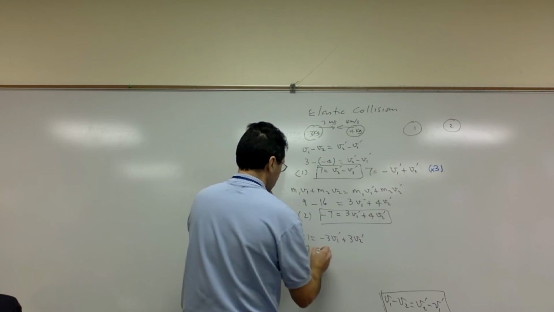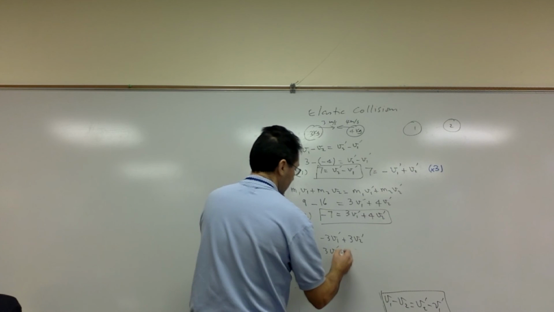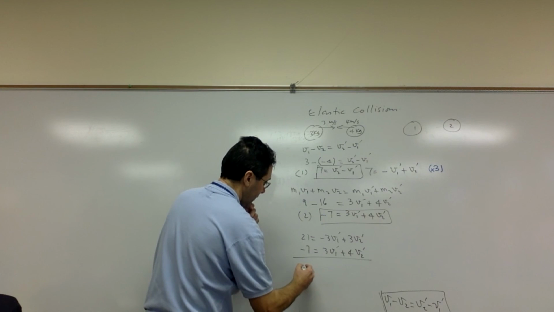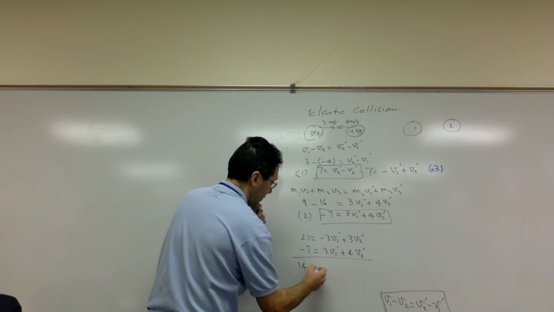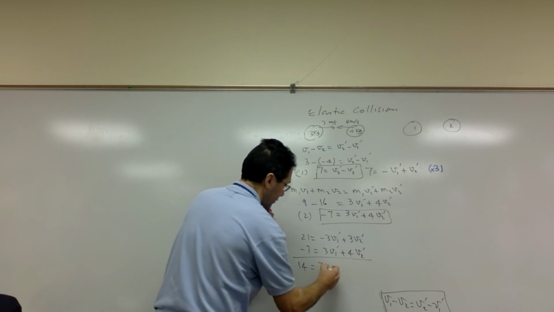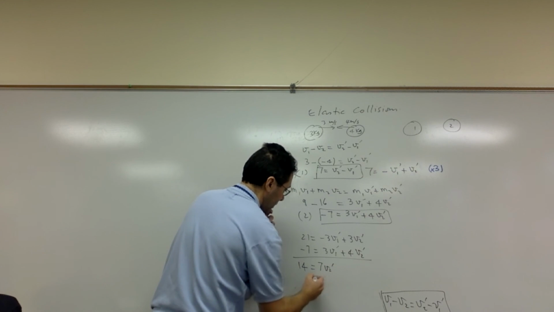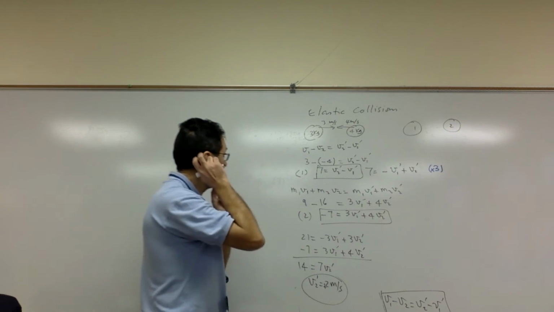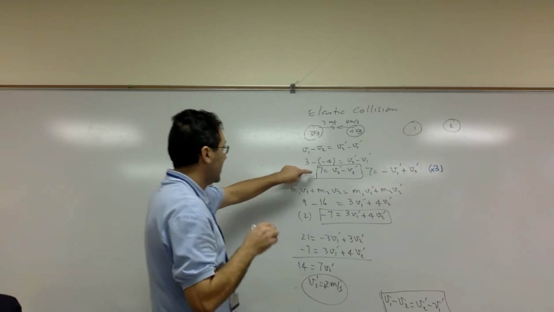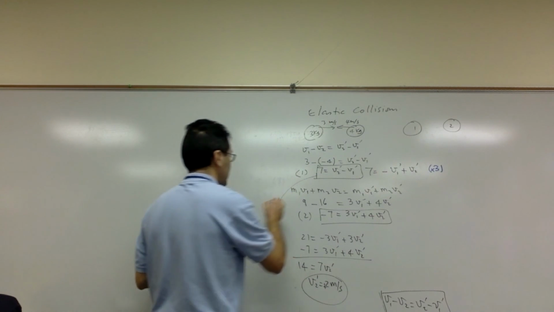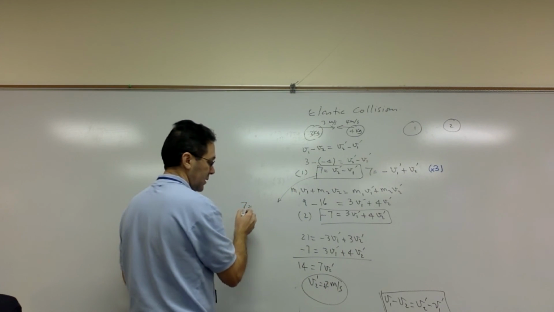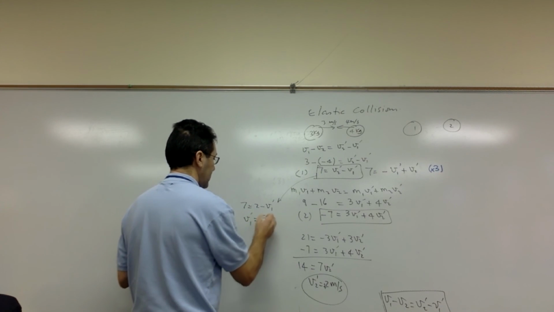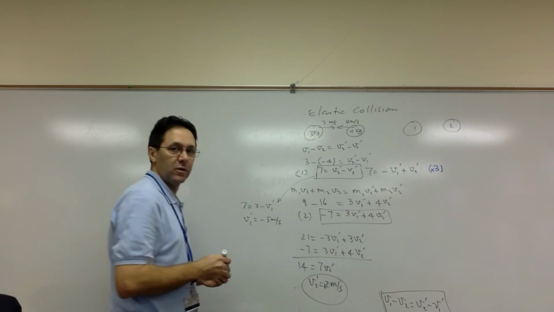And I'll rewrite equation 2. I'm going after the v1 prime, basically. So if I add, I get positive 14 equals 7 v2 prime, which makes v2 prime equal 2 meters per second positive. Now to find v1 prime, all I have to do is plug it into equation 1. So I get 7 equals 2 minus v1 prime. v1 prime equals negative 5 meters per second. Okay, thank you.